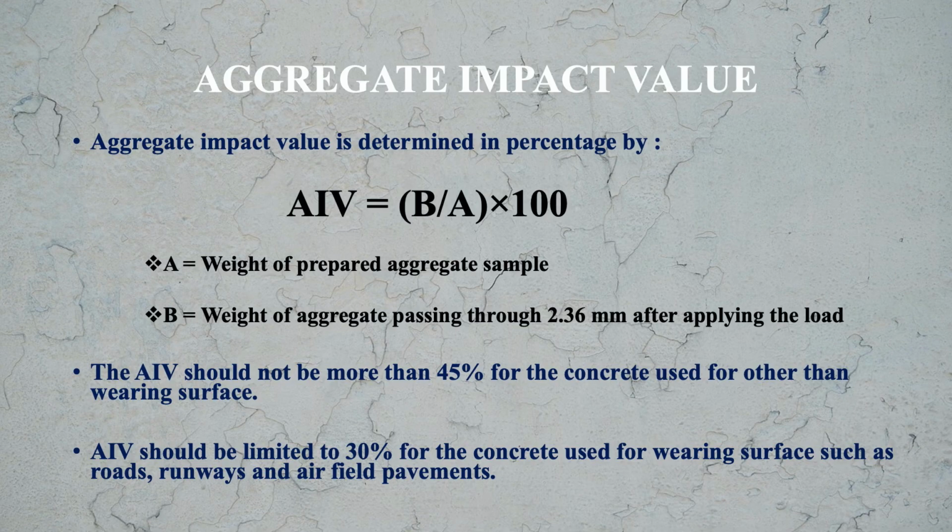This aggregate impact value should not be more than 45% for concrete used for purposes other than wearing surfaces, and aggregate impact value should be limited to 30% for concrete used for wearing surfaces such as roads, runways and airfield pavements.